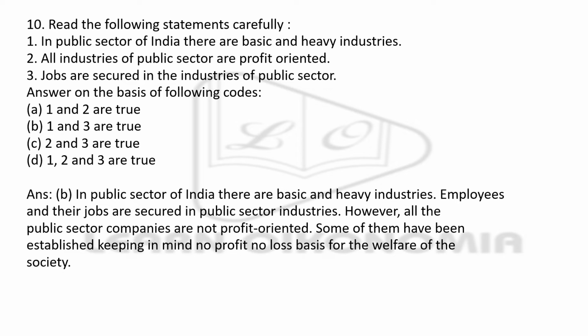Next, you have to read the statements. You are given 3 different statements. You have to read all these statements, see the codes given below, and answer the question accordingly. The first statement is, in the public sector of India there are basic and heavy industries. The second statement is, all industries of the public sector are profit oriented. The third statement is, jobs are secured in the industries of the public sector. So the options are 1 and 2 are true, 1 and 3 are true, 2 and 3 are true, 1, 2 and 3 are true. The right answer is option B, that is 1 and 3 are true. That means that in the public sector there are basic as well as heavy industries with respect to India, and also jobs are secured in industries of the public sector.